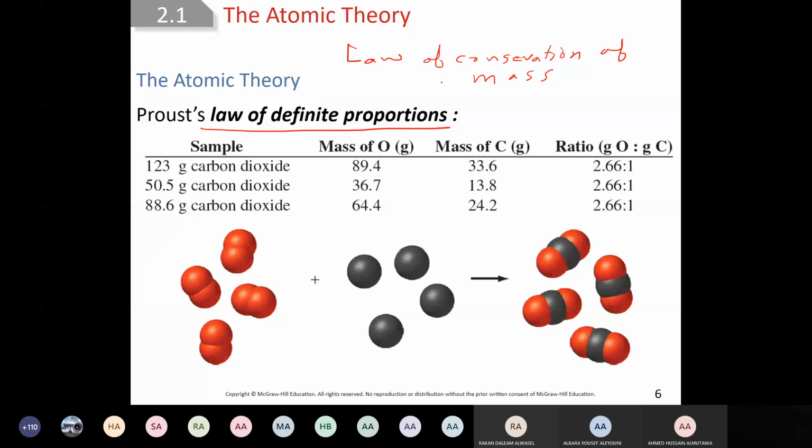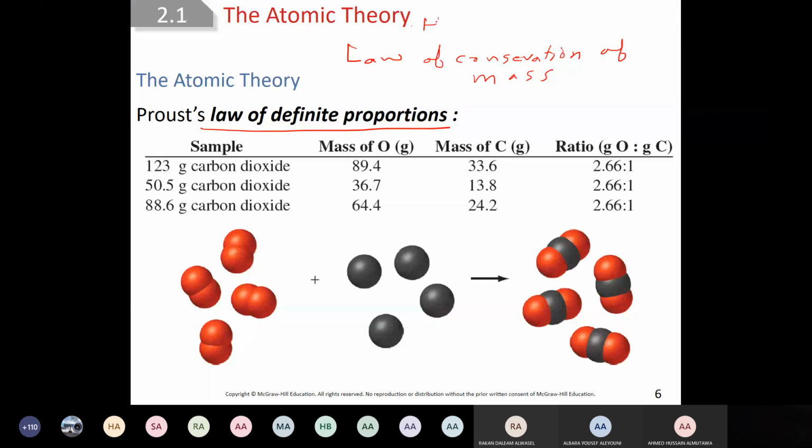Yes, the law of conservation of mass: if you have any chemical reaction, then the total mass of the reactants must equal what? The total mass of the products. What do I mean by this?